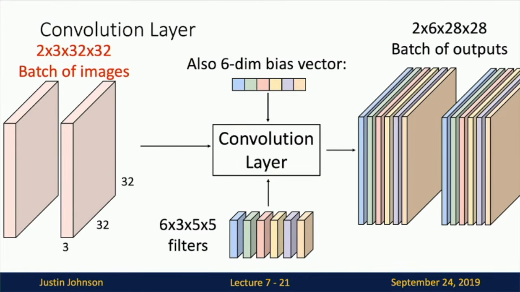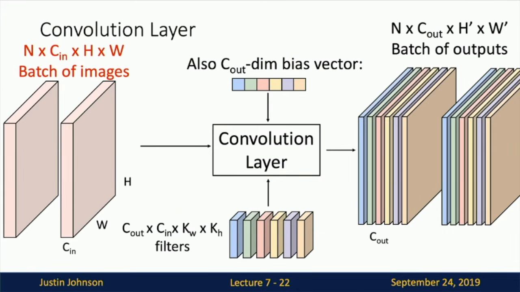So the general form of a convolution layer looks something like this. It will receive a four-dimensional tensor as input, and that four-dimensional tensor will have shape N for the batch dimension, the number of elements in our mini-batch, by Cin, the number of channels in each of those input images in the batch. Then it will have two spatial dimensions, H and W, that will give us the spatial size of each of the input elements in the batch.